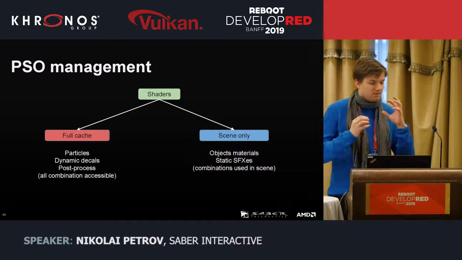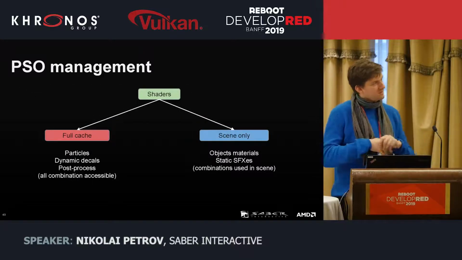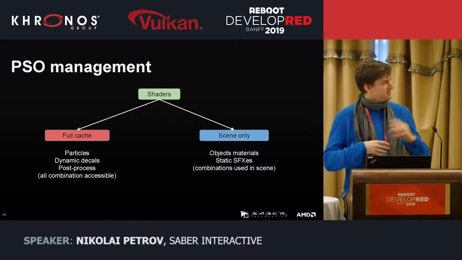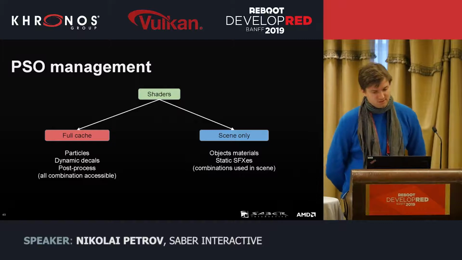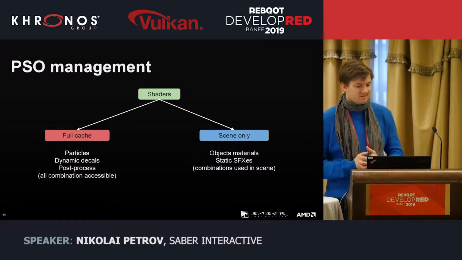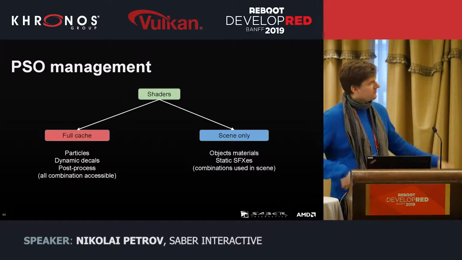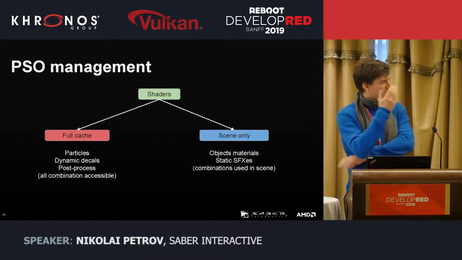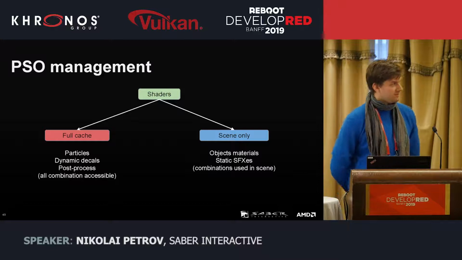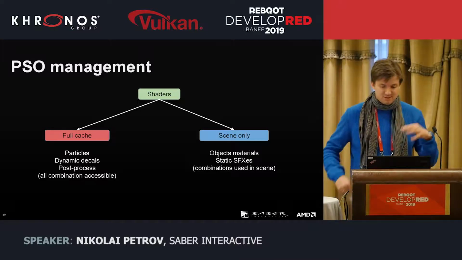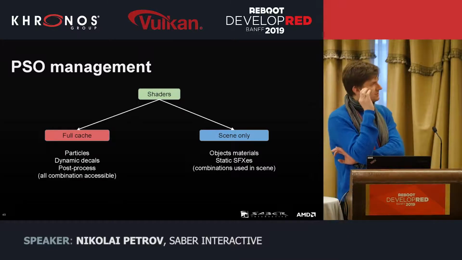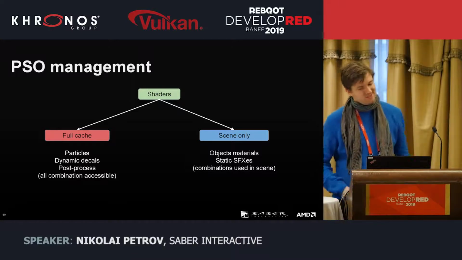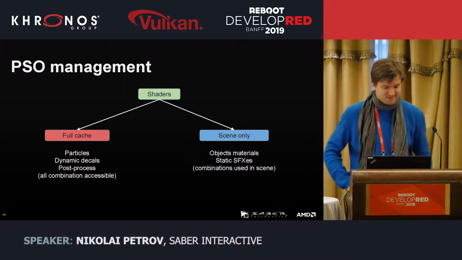So to do something about this, we first of all split our shaders into scene only and full cache shaders. Scene only shaders are the ones used only by scene object materials, and the other is the full cache. For the full cache we prepare the descs completely dynamically. So for scene shaders, we can compile only the combinations which are really being used for the specific level, and for the full cache, we need to prepare all existing variants.